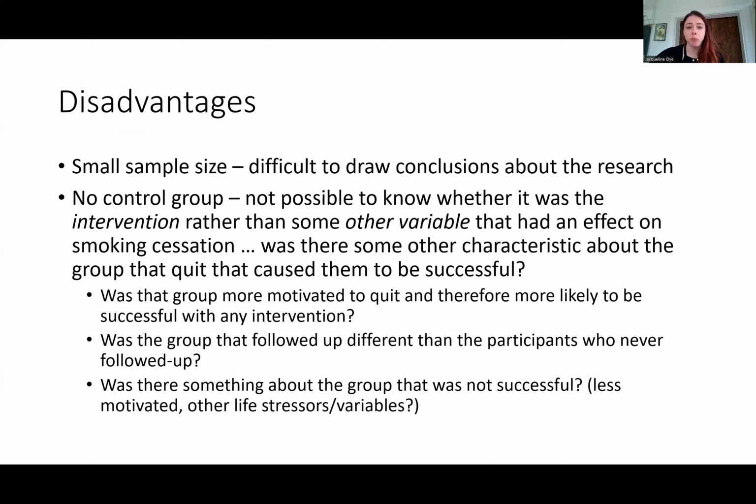When a sample size is small, it's hard to draw conclusions about the research. Is it a fluke that these findings were seen in this small sample? There was also no control group, so it's not possible to know whether it was the intervention or some other variable that had an effect on the participants quitting or reducing their smoking. Was there some other characteristic about the group that quit that caused them to be successful? For example, was that group more motivated to quit and therefore more likely to be successful with any intervention?